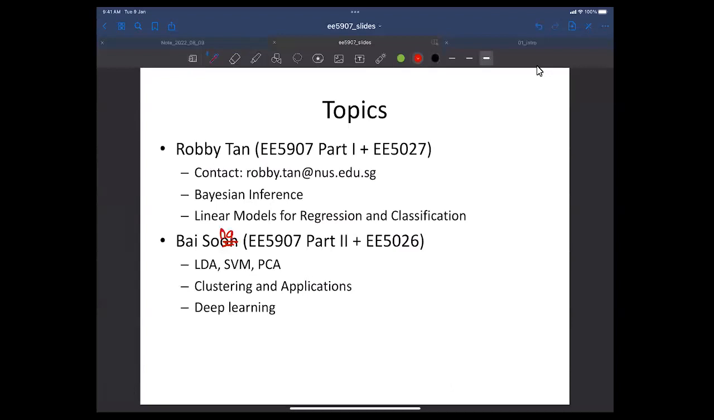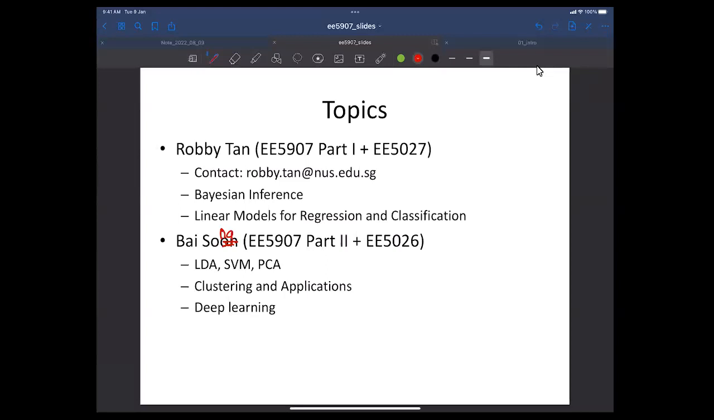Right. So the first part is typically the same as EE5027. EE5027 will not have the second part, but it will be replaced by EE5026. In the first part, we will discuss more of the fundamental concepts of machine learning, mainly Bayesian inference and linear models for regression and classification. That is the topic we will cover in the first part, and if we have time, we will discuss convergence processes. But I'm not really sure if we can get to that point.